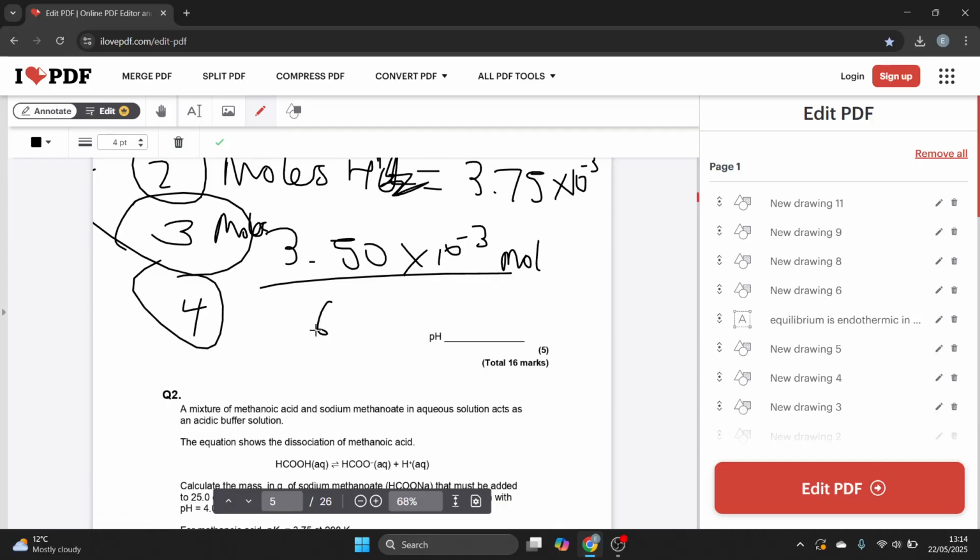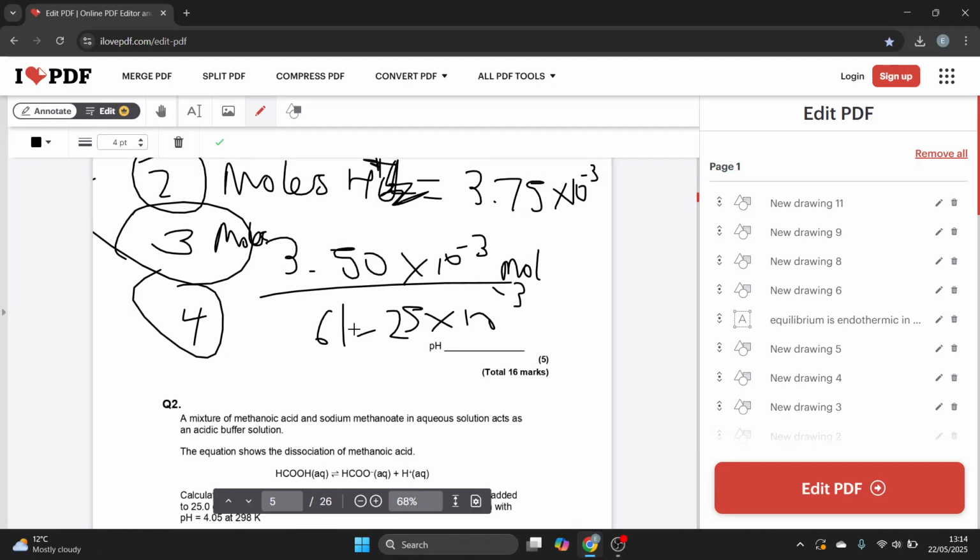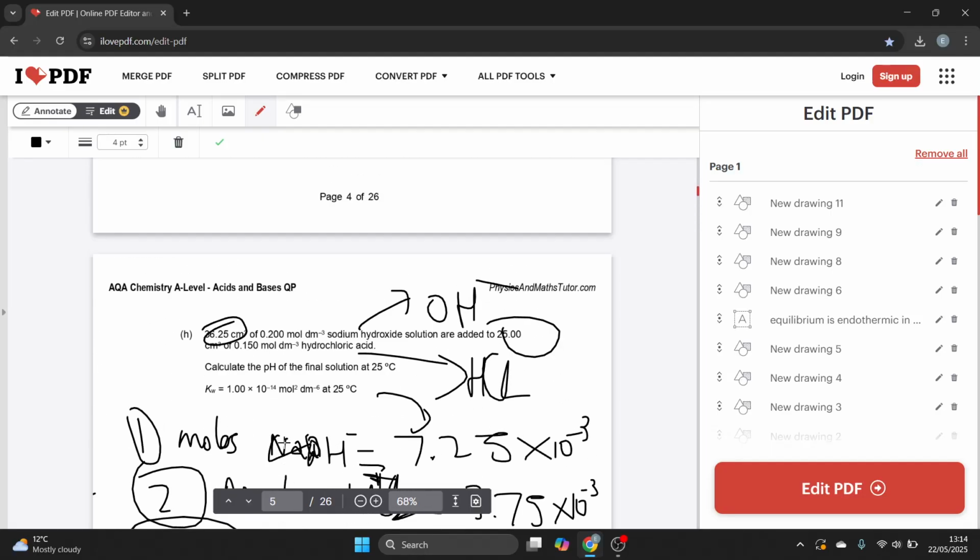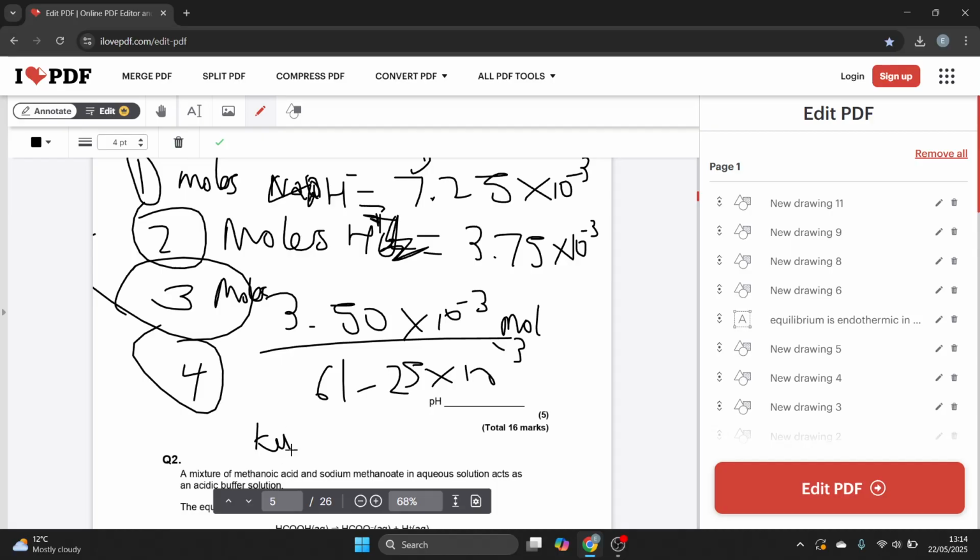Yep, 61.25 times 10 to the power minus 3. That will give me the concentration of OH minus, but I want the concentration of H plus. Well, I know Kw equals concentration of H plus times concentration of OH minus. So I can work out the concentration of H plus by doing concentration of H plus equals Kw divided by concentration of OH minus. And then once I've worked out the concentration of H plus, I substitute it into pH equals minus log 10 of the concentration of H plus.